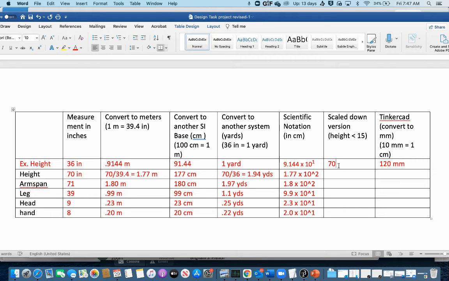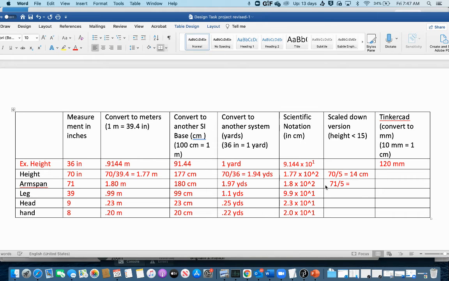So this is going to be 5 times smaller than my actual height since I'm dividing by 5. And that turns out to be 14 centimeters. Oh, I should have that on the line there. I cut that. Let's put that right there. There we go. So I'm going to do that with all these. I'm going to take 71 divided by 5.